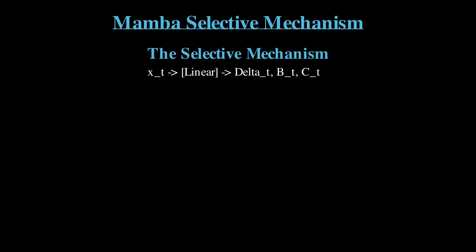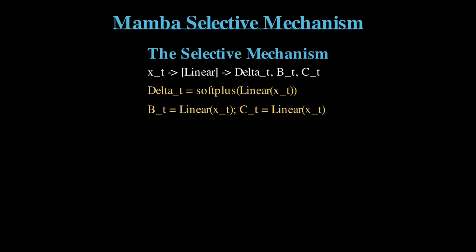For each input token, x sub t, we compute new values for our gating quantities. Specifically, the step size delta sub t is calculated by passing x sub t through a linear projection, followed by a softplus activation to ensure it's positive. Similarly, the B and C matrices become B sub t and C sub t, each generated by its own linear projection of x sub t.